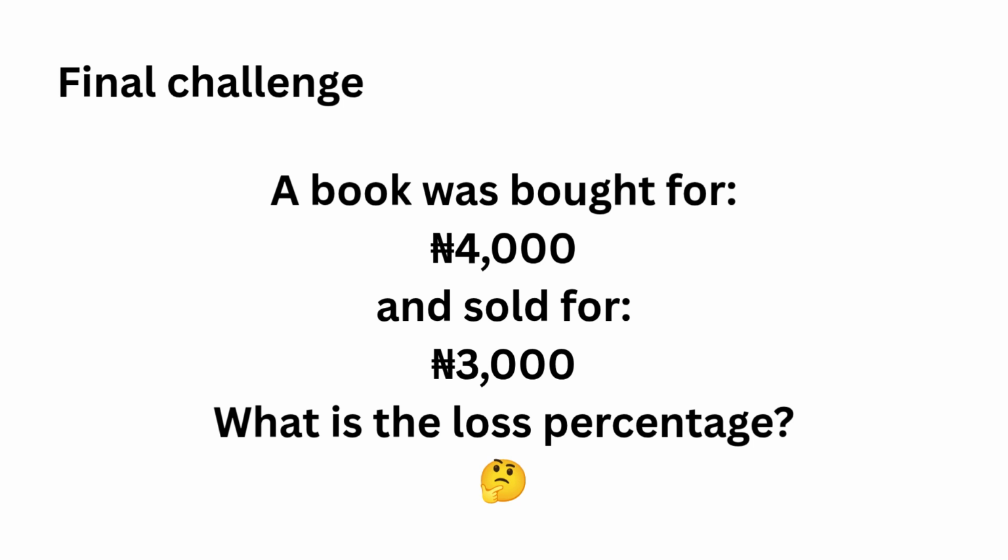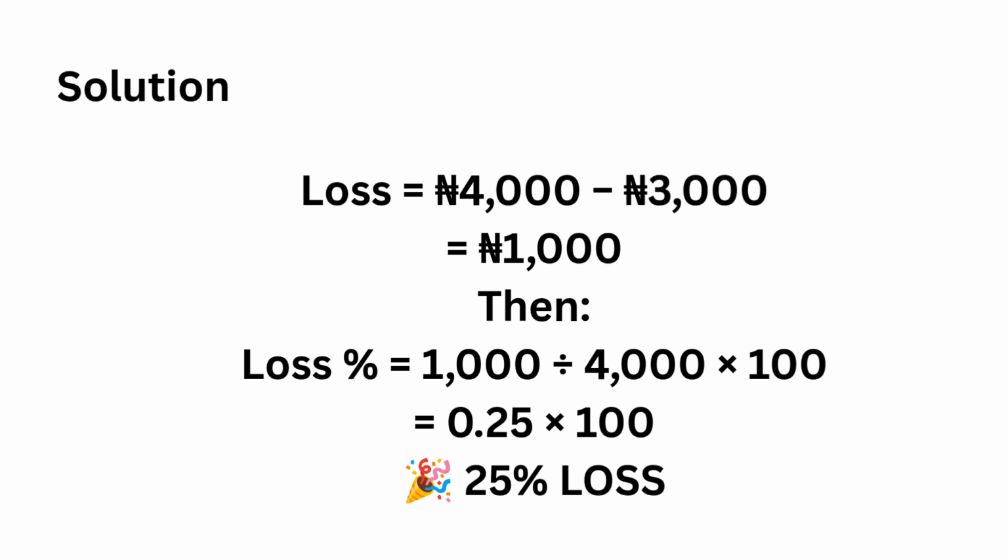Now let's finish with a challenge. A book was bought for 4,000 naira and sold for 3,000 naira. What is the loss percentage? Remember, we first find the loss. Then the loss is 1,000 naira divided by 4,000, which gives us 0.25. Multiply by 100 and we get 25%. So the loss percentage is 25%.